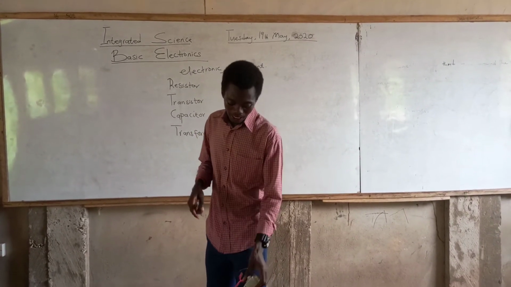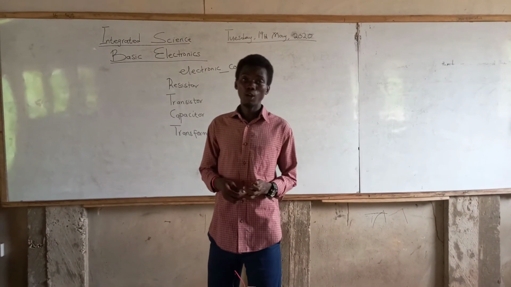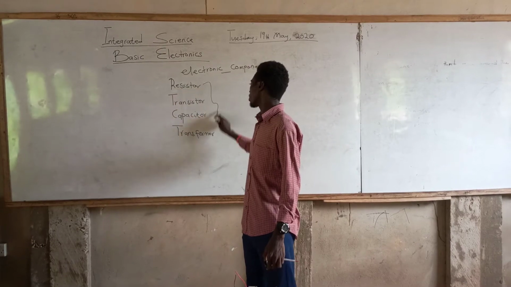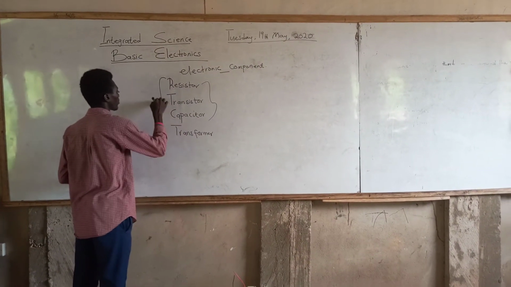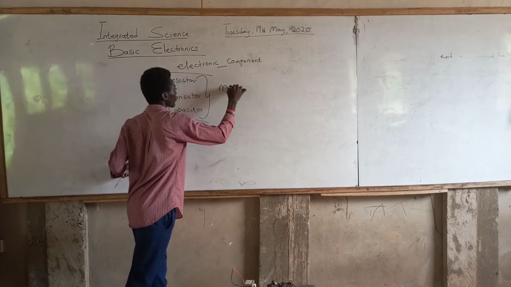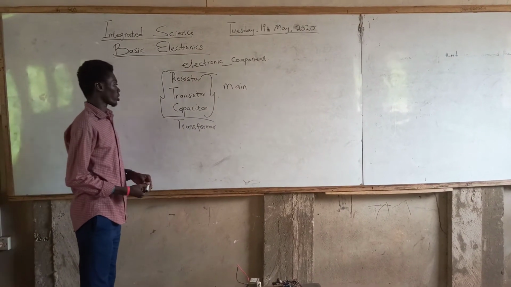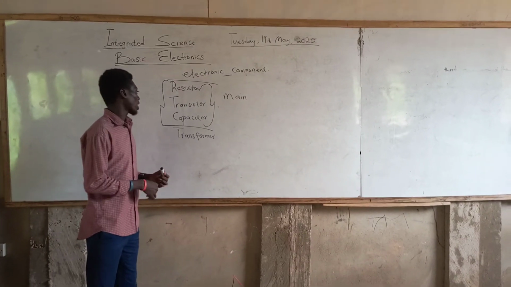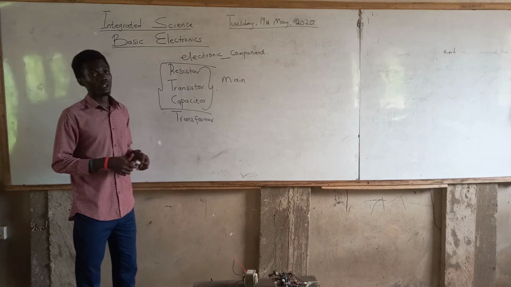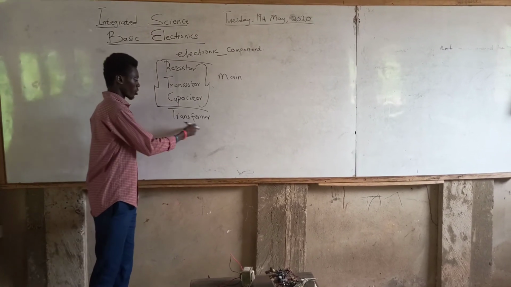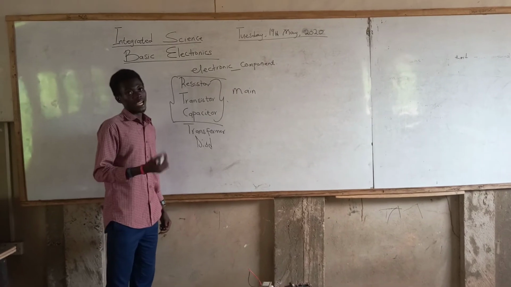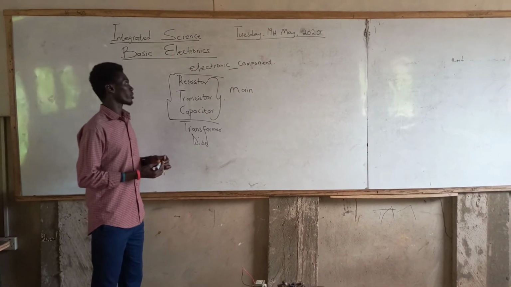I said earlier that at the end of this class, you should know the main building blocks of electronic circuits. These are the main building blocks of electronic circuits: the resistor, the capacitor, and the transistor. They are the main ones. But there are different examples of electronic components. You have the transformer, the diode, and so on, the inductor and the rest. You have many examples there, but these are the main ones.